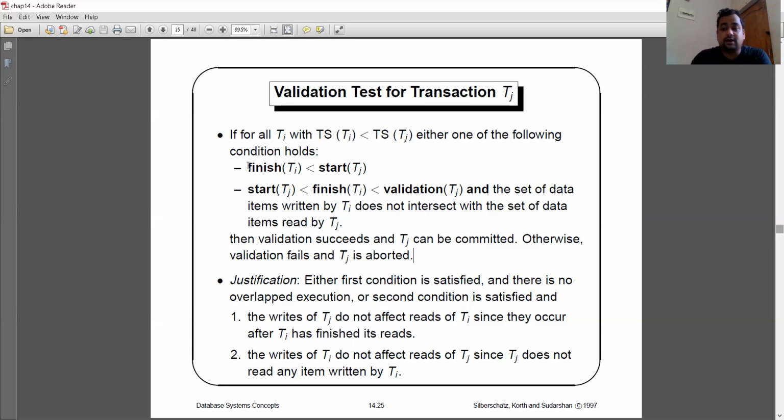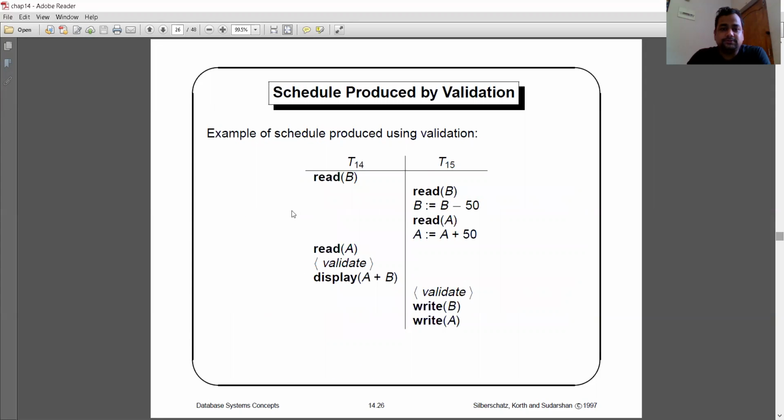First, after the finish of Ti, Tj will start. The finish of Ti is less than the start of Tj, or the start of Tj is less than the finish of Ti, which should be less than the validation of Tj, or the data items already written by Ti do not intersect with the set of data items of Tj. In that case only can we say the validation is successful and perform the commit operation, otherwise we have to abort.